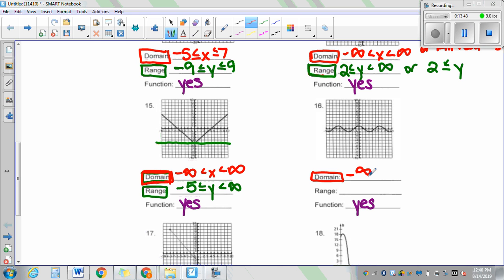And if I follow it to the right, again, it would keep going. We just ran out of graph. So negative infinity to infinity. Since I couldn't draw either of my lines, it's just going to be the less than signs.